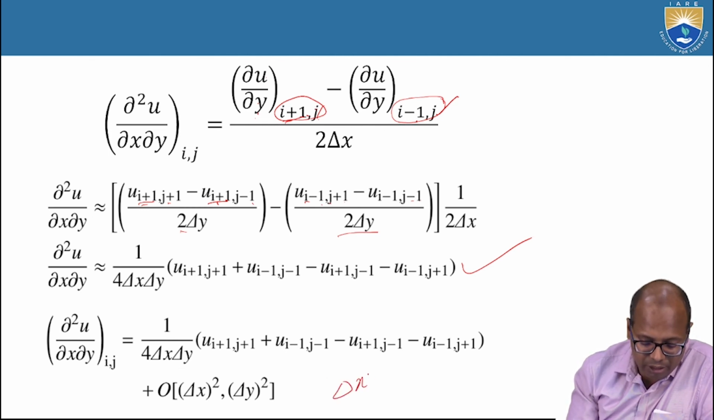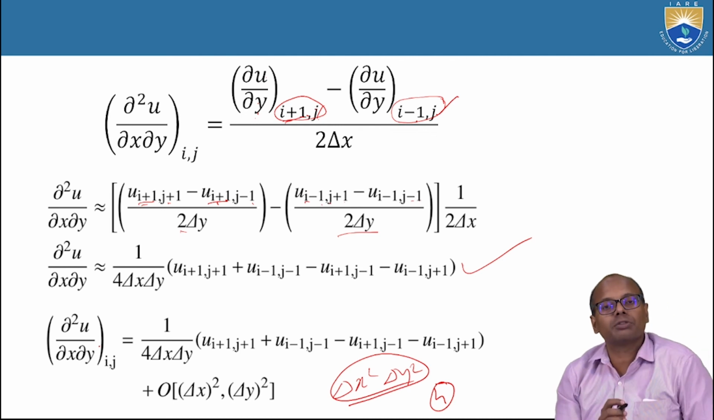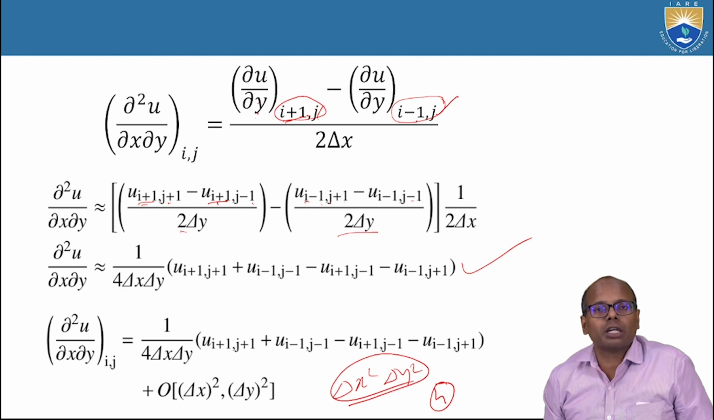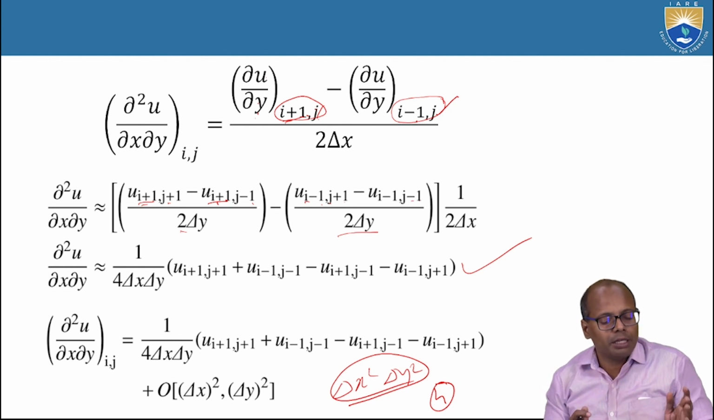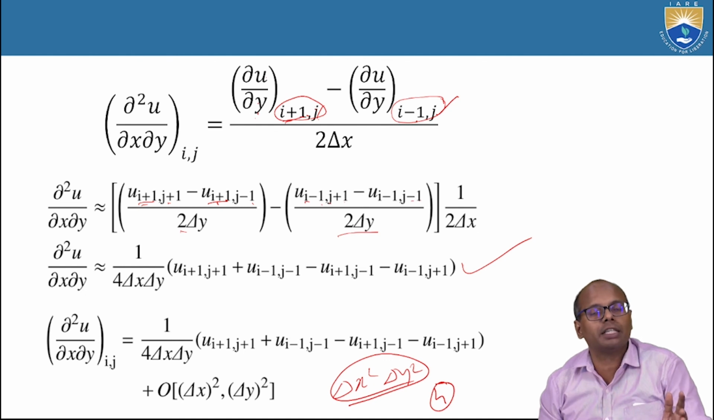Delta x square and delta y square. So it is a fourth order accurate, central in x and y. This is the fourth order central in x and y. In this way, you can find the finite difference equivalent for any partial differential term.